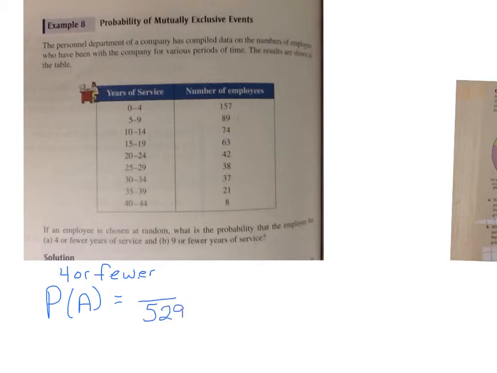How many have 4 or fewer years of service? 157 over 529. So that's the probability that if you randomly choose, you'll pick one with 4 or fewer years of service. You could get a decimal if you divided that out on your calculator, and then you could change that to a percent. All right, let's think about part B, that they will have 9 or fewer years of service.